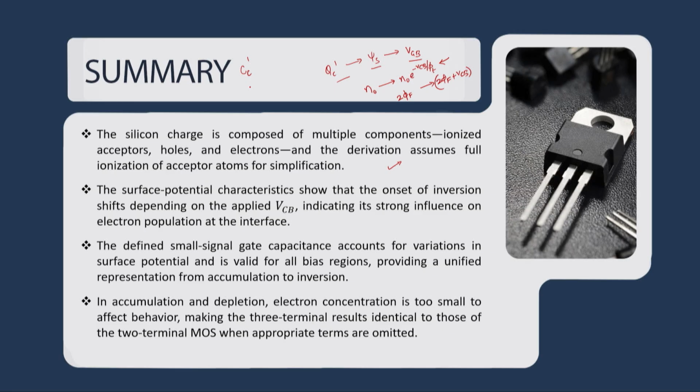The VCB factor is not influencing your accumulation and depletion, because in accumulation the holes are the majority and in depletion the immobile ions are the majority, which are not influenced by VCB or by the n plus p junction built-in potential.